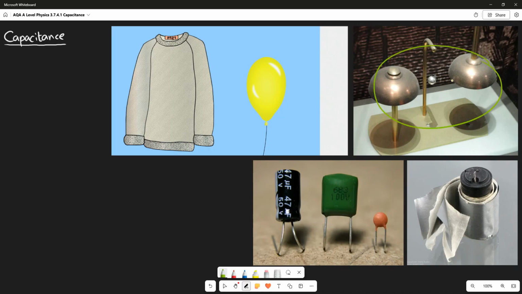This Franklin bell is very similar to the situation we had with the balloon and the wall, where we have a positive charge on one side and a negative charge on the other. And this forms the basis of a capacitor. A capacitor is two conductors, one side connected to a positive terminal and the other side connected to a negative terminal. And each one of these becomes charged. And between them is an electric field.